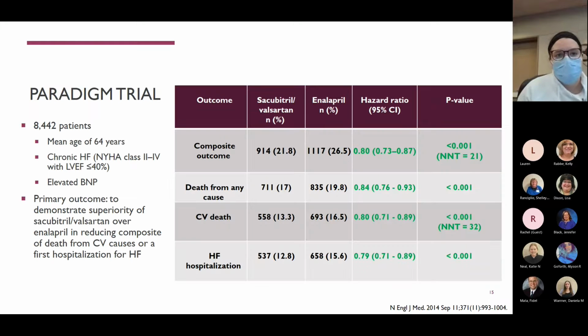The first trial that I'd like to review is the PARADIGM trial, which had roughly 8,000 patients with a mean age of 64 years. They had chronic heart failure characterized as HFrEF and all had elevated BNP. The primary outcome was to demonstrate that use of sacubitril valsartan, or Entresto, was superior to enalapril, an ACE inhibitor, in reducing the composite of death from cardiovascular causes or first hospitalization for heart failure. As you can see on the table to the right, each of these outcomes was proven to be statistically significant in reducing patient death and hospitalizations due to heart failure, with a number needed to treat as low as 21.